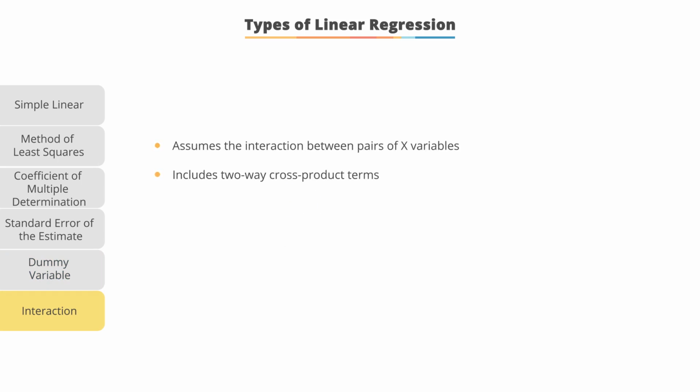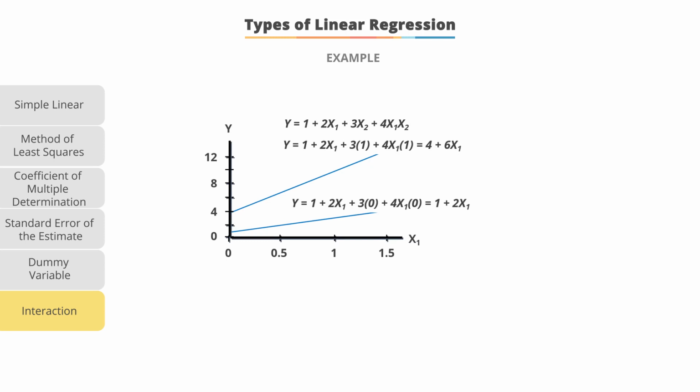An interaction effect assumes the interaction between pairs of x variables. It includes a two-way cross-product term and can be combined with other models such as dummy variables in a regression model. So, what's an example of an interaction effect? Well, let's say we're trying to predict cancer, and I'm a health researcher, and so from all of the research, I know that smoking predicts lung cancer. I also know that excessive drinking predicts lung cancer. But what if I'm interested to see if people who smoke and excessively drink are more likely to get lung cancer than people who only smoke or only drink?